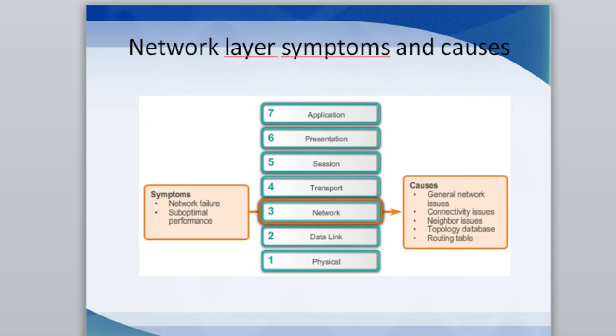And routing table, because something is happening, your routing table is not as you think it would be, and those are some causes of the network layer issues.